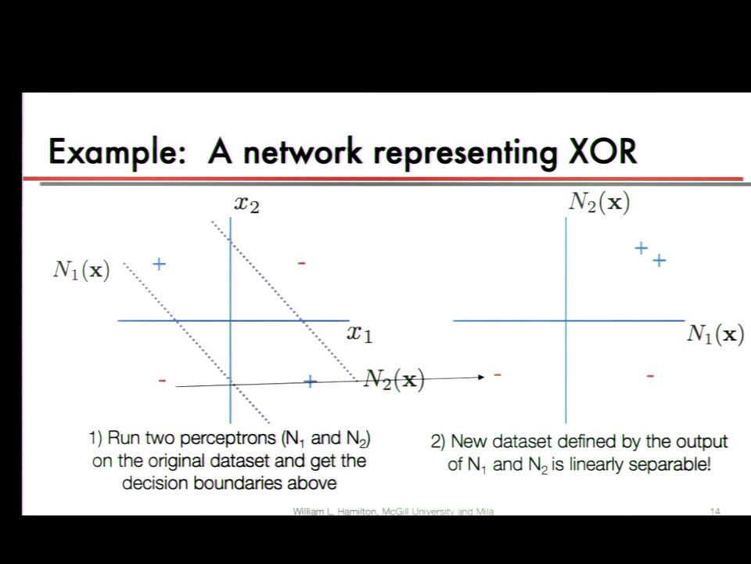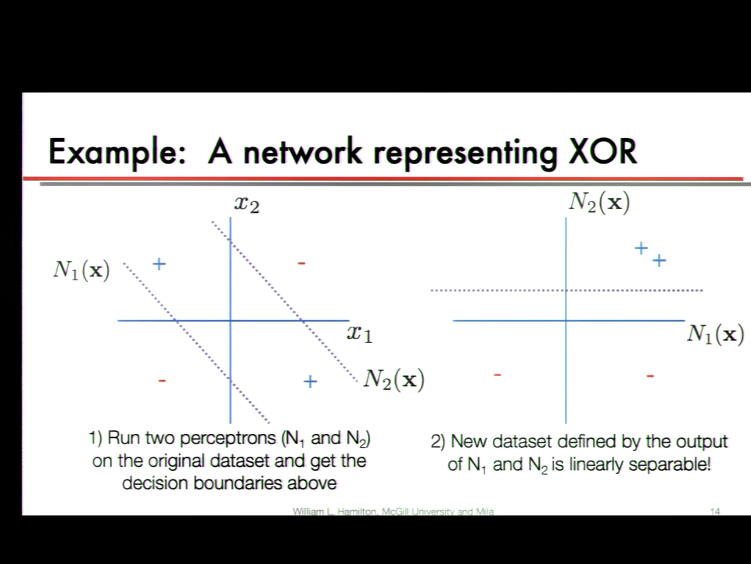And now we put this data in a new space, where the new space is the output of our original perceptrons, and in this new space it's linearly separable. So we had a data set that was not linearly separable, but we were able to separate this data by taking two perceptrons and making a stack on top of these two. So by stacking, in total we have 3 perceptrons.